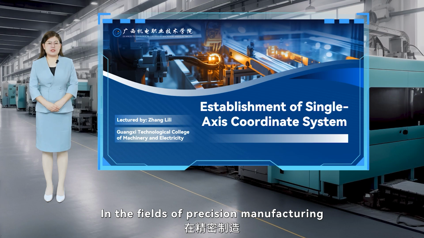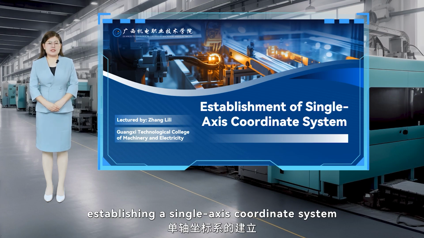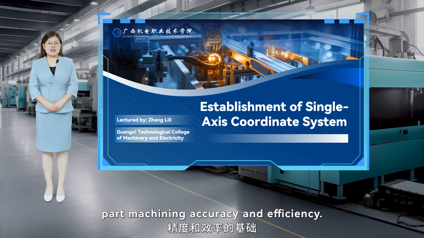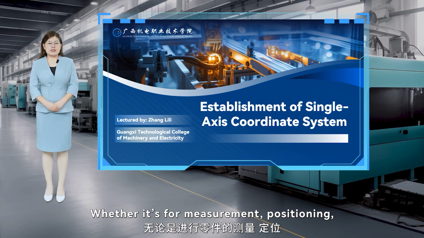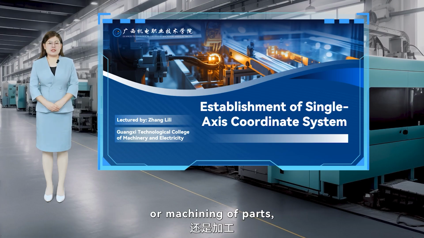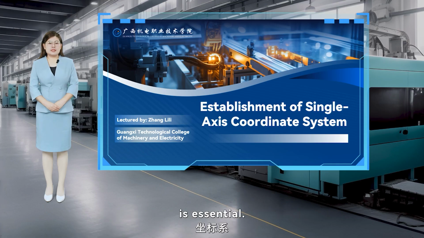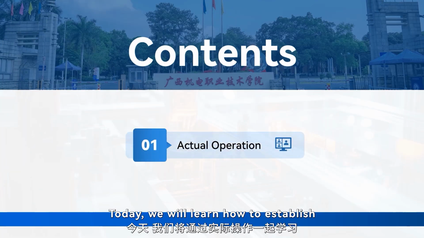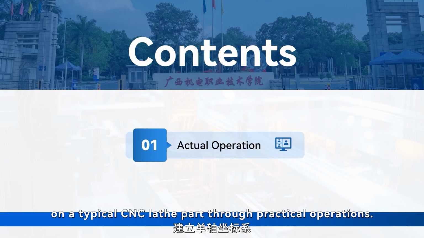In the fields of precision manufacturing and CNC machining, establishing a single-axis coordinate system is fundamental to ensuring part machining accuracy and efficiency. Whether it's for measurement, positioning, or machining of parts, an accurate and reliable coordinate system is essential. Today, we will learn how to establish a single-axis coordinate system on a typical CNC lathe part through practical operations.